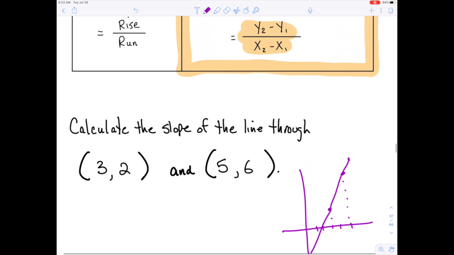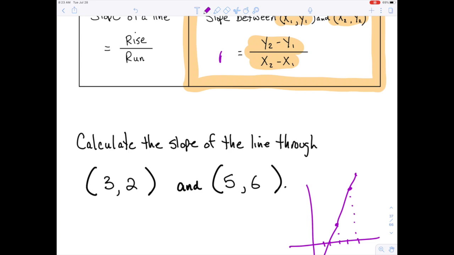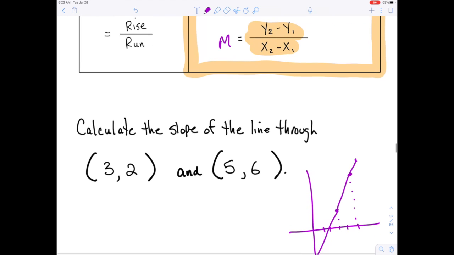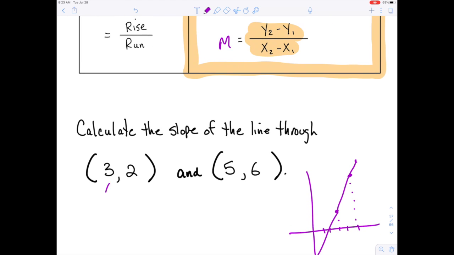We're going to do that by using this equation right here, where the slope is my y's subtracted and my x's subtracted. So all we really need to do in a problem is identify which things are your x's. Those are your first values in any ordered pair. And what are your y's? Those are the second values in any ordered pair. Since (3, 2) are your first x and y, and (5, 6) are your second x and y, we now have your x's and y's for all of the different pieces required in your equation.